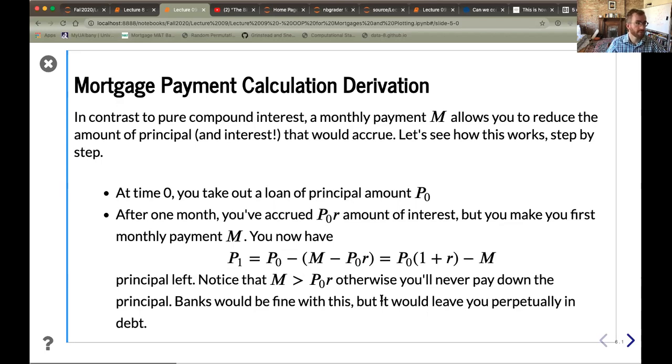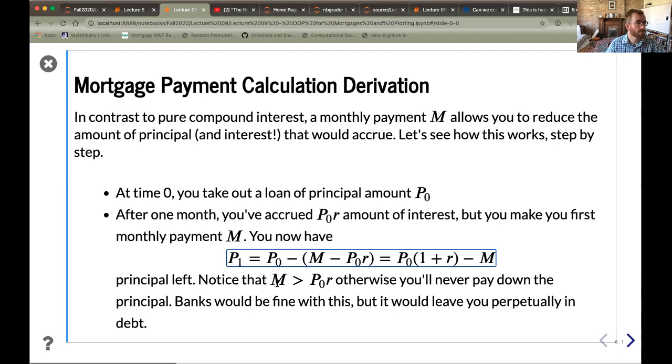So I just want you to notice something, that if M is not greater than P0 times R, you'll never pay down the loan. Why? Well, if M is smaller than P0 times R, then M minus P0 R is negative, which means that we have a negative times a negative is a positive. And so we've actually increased the amount that we owe. The goal is for that to actually decrease with each payment.